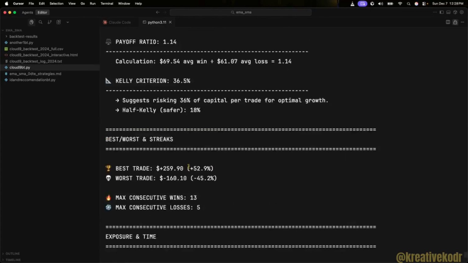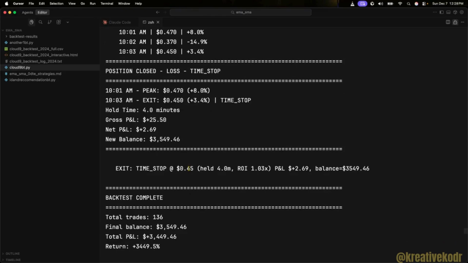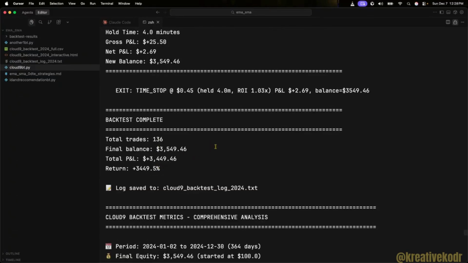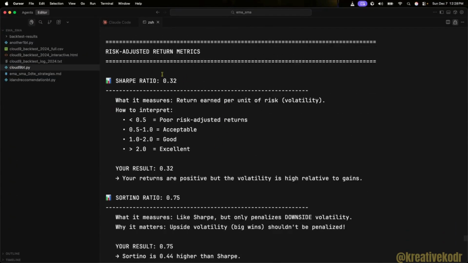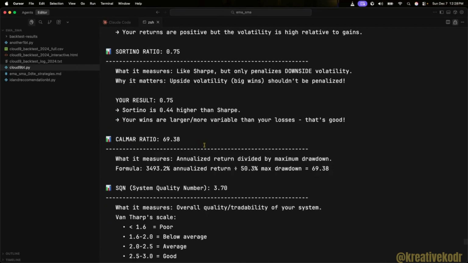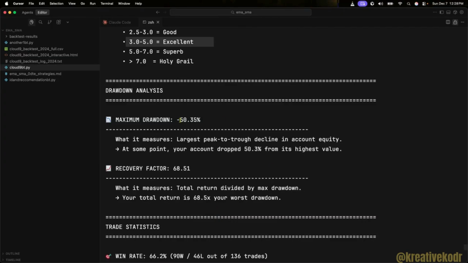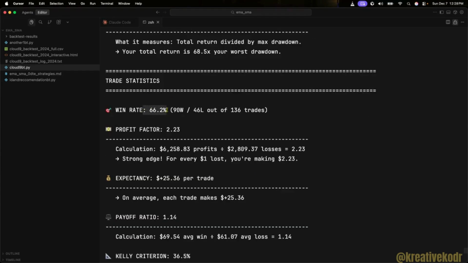Strategy. All right, we're back to parity, right? So this is where we're going to stop. Let's just go over the last set of numbers. Oregon went to number 5. We had 136 trades. We went from $100 to $3,500. Sharpe ratio is 3.2, Sortino's 0.75, Calmar's 6.38. Our system quality is 3.7. How does that range? We're under excellent, so that's good. Our drawdown is 50, so that's a lot less than what we've seen before. Win rate is 66%, the highest we've seen. Profit factor is the highest we've seen. So we're doing some things, right?